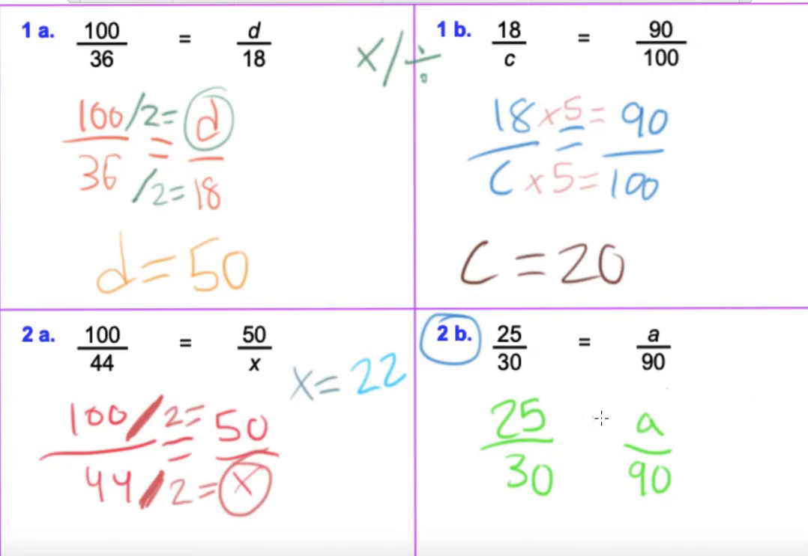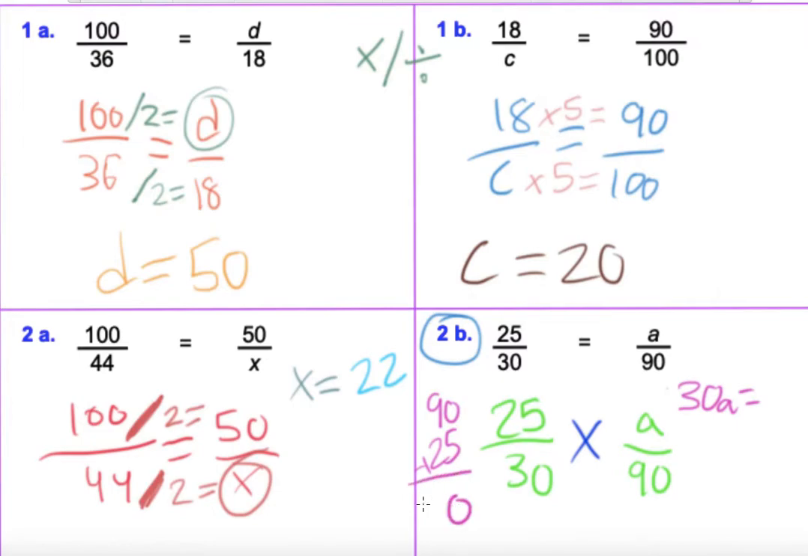So this method, we take out this and we're gonna cross multiply. If you know what that is, that's great. If you don't know, well, we're learning it. So, you have 30 times A, which is essentially 30A, is equal to 25 times 90. I'm going to have to do the math.